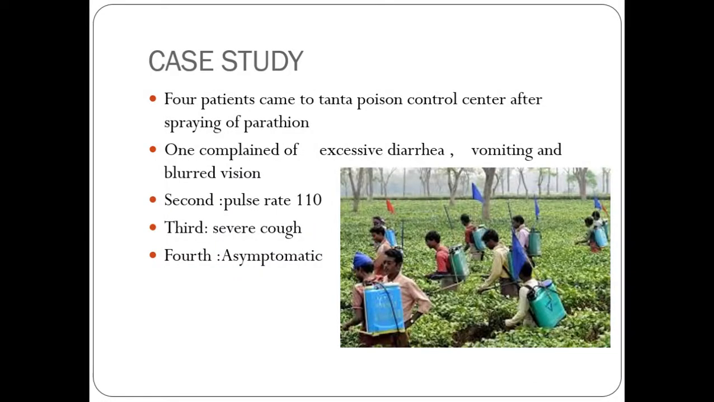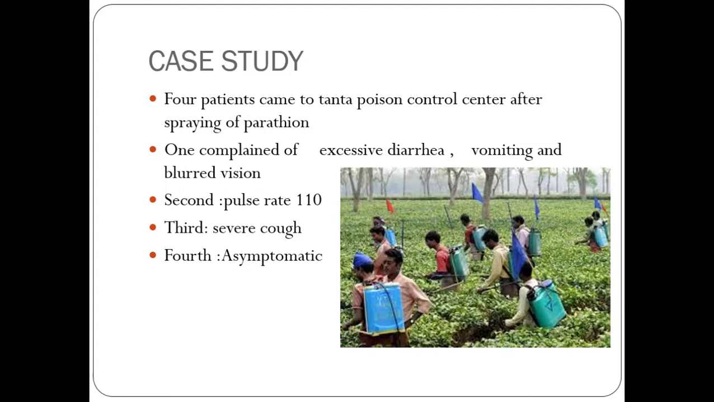Four patients came to Tanta Poison Control Center after spraying of parathion. Parathion is a member of the organophosphates. The first patient complained of excessive diarrhea, vomiting, and blurring of vision. The second has a pulse rate of 110, tachycardia. The third has a severe cough. And the fourth was asymptomatic.